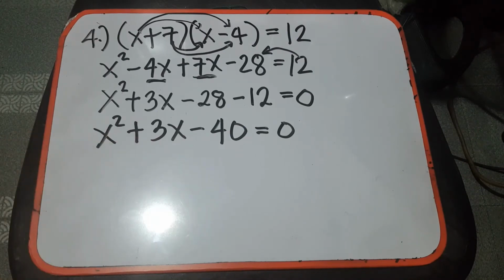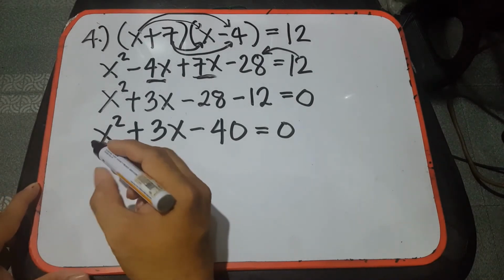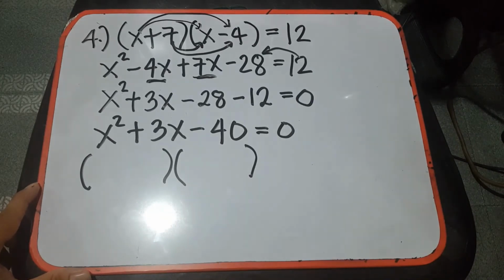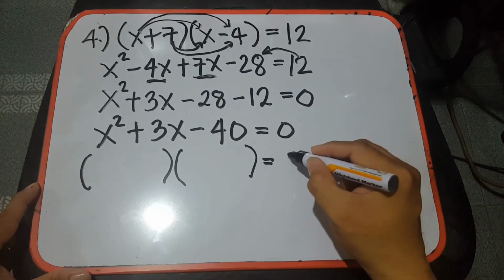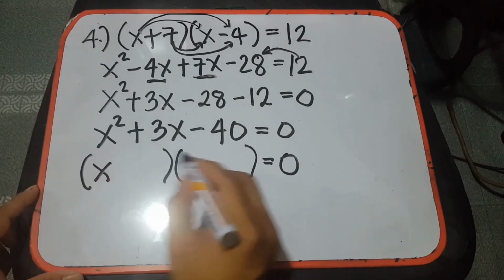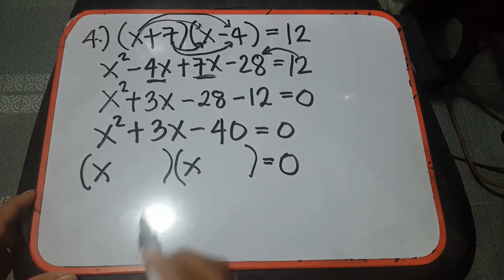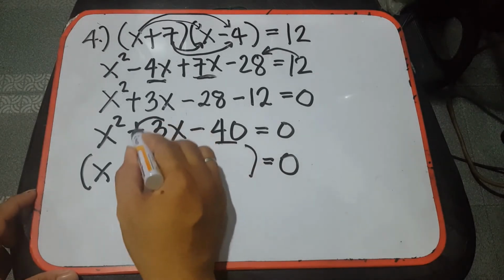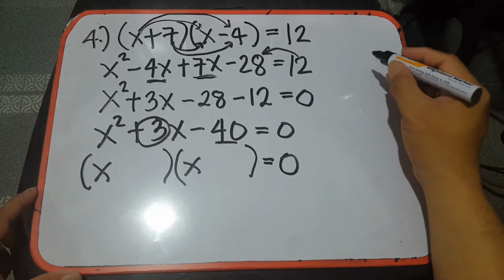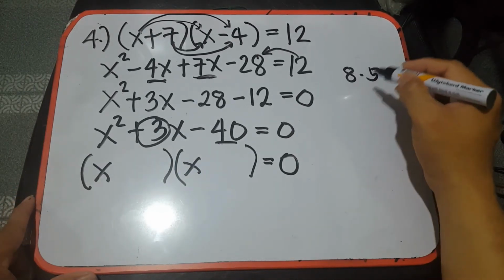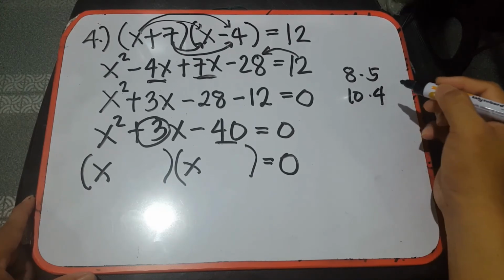If you can think of such factors, of course, you have to use factoring now instead of any other method. So, let's make use of factoring. The factors of that quadratic trinomial are two binomials. The factors of x squared using the sum and product method would be x times x. Then, the factors of 40 that when added, the sum is 3. What are the factors of 40? Disregard the negative sign for now. That would be 8 times 5. That would be 10 times 4. What else?